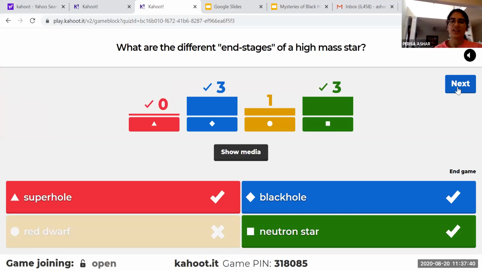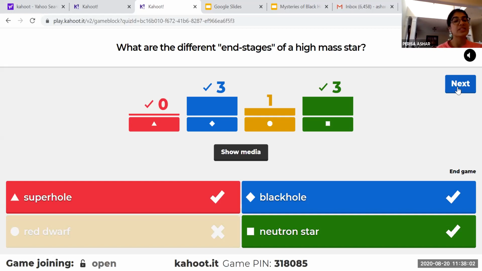So yes, a lot of you got this correct. Good job. Actually, black hole and neutron star, I didn't really emphasize it in the presentation, but superhole is also a term for the end stage of a high mass star as well, which can be synonymous to black hole in some instances. But the majority of you picked the obvious options.